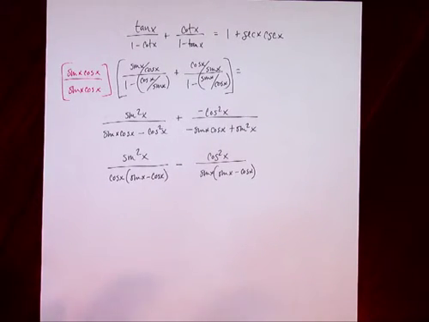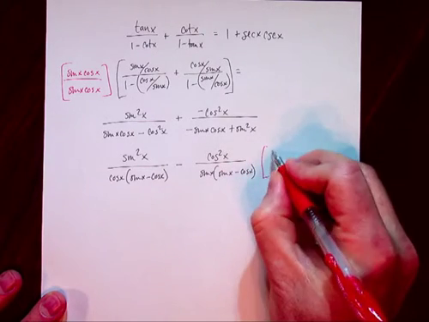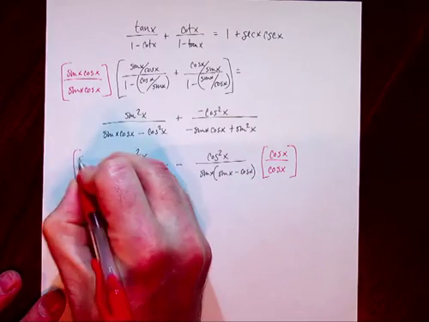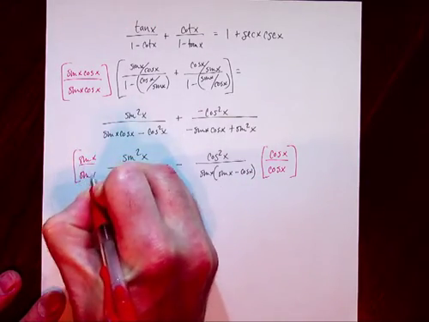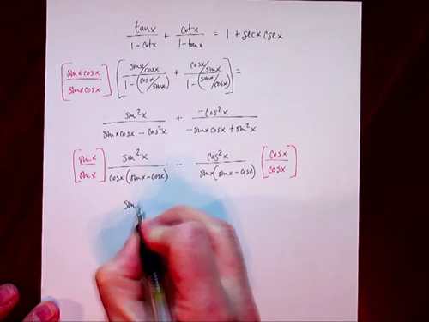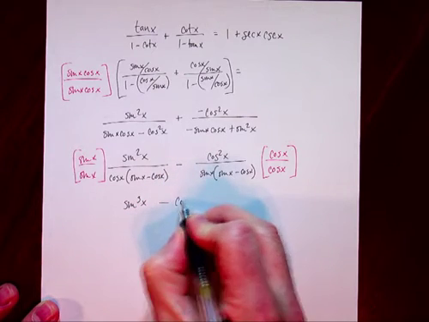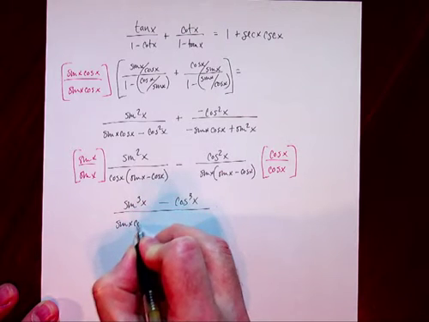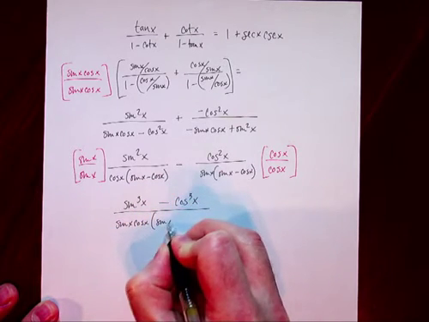Now, the problem is I still don't have a common denominator. And you might be thinking to yourself, no, please don't. Yes, I am. I'm going to multiply this one by cosine x over cosine x. I'm going to multiply this one by sine x over sine x. And that's going to give me sine cubed x minus cosine cubed x over the common denominator of sine x cosine x times sine x minus cosine x.